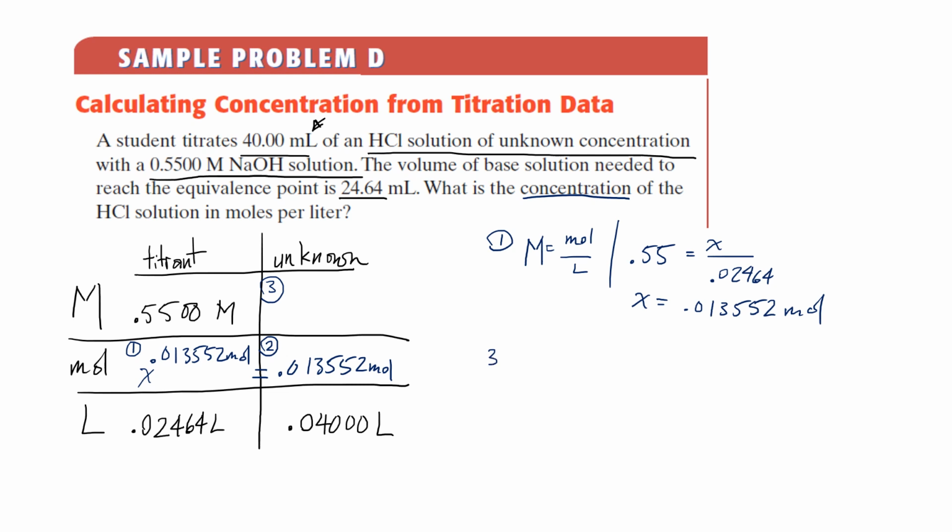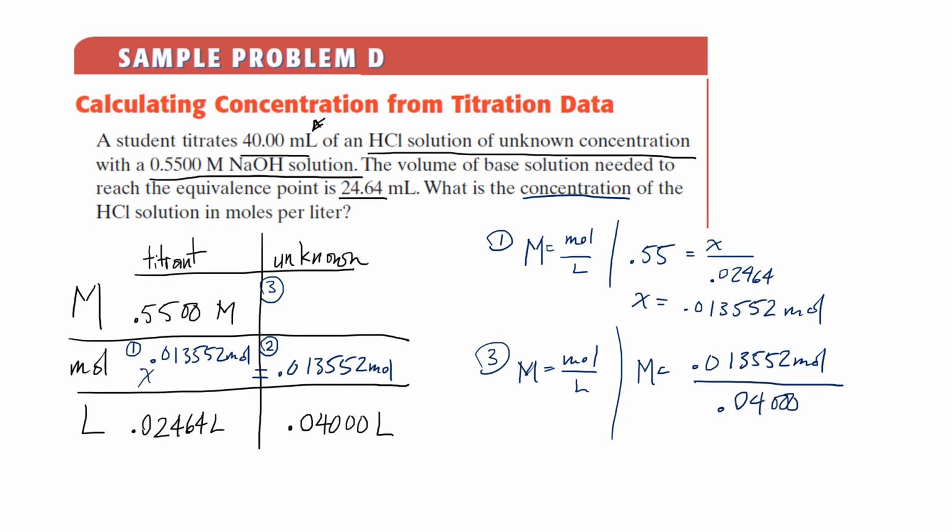So here, now I can solve for the molarity of the acid, right? Because I know that big M is equal to moles over liters. I just have to plug in. So if I plug in my moles, it's going to be 0.013552 moles over 0.04, bunch of zeros, liters. So our concentration is going to be 0.3388 molar. And that is our answer, 0.3388 molar. Great.